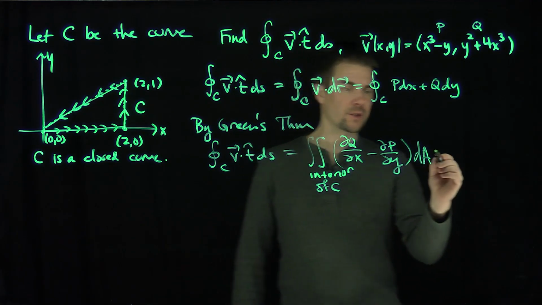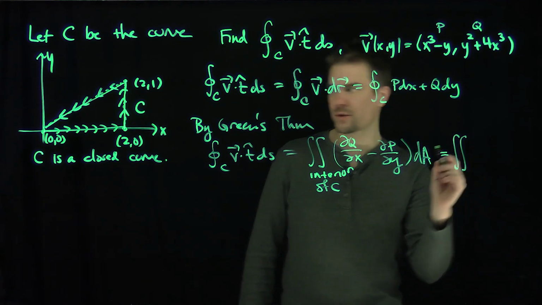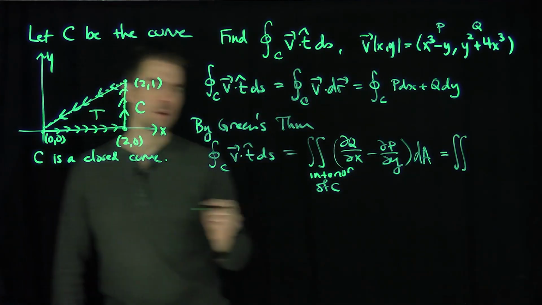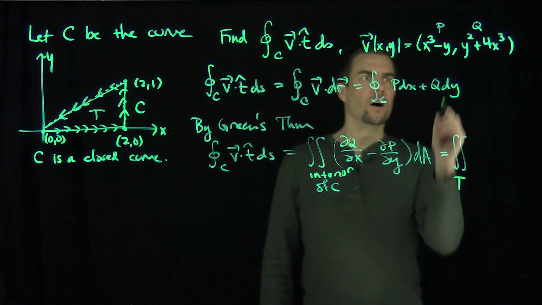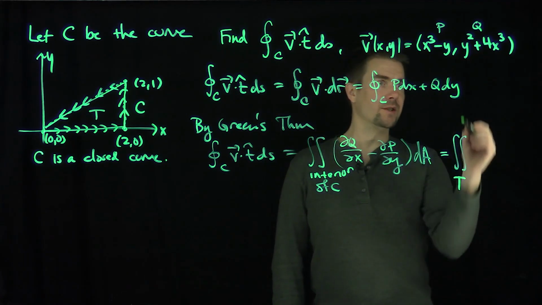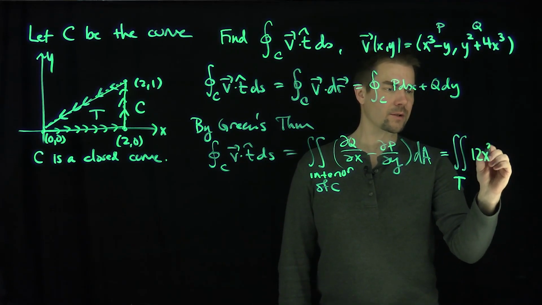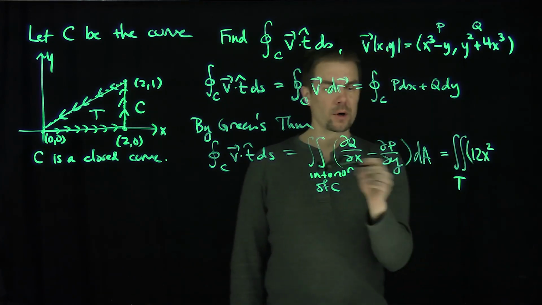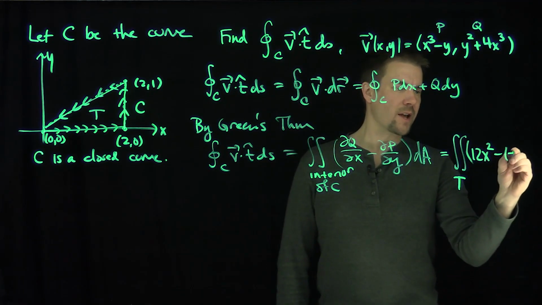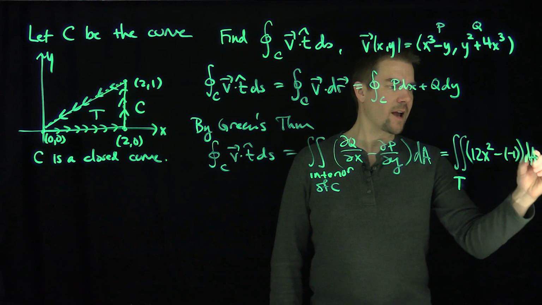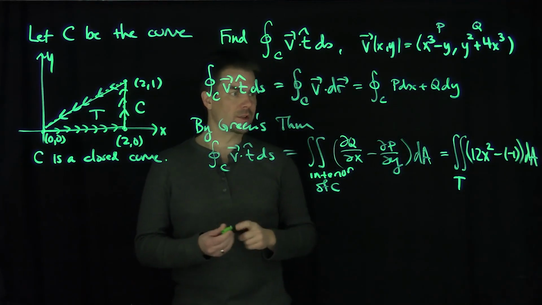This is going to be the double integral over this triangle. Let's call this triangle over here T for triangle. It's the double integral over this triangle of partial Q, partial x, which is going to be 12x squared, and then minus partial P, partial y. That's going to be a minus negative 1, dA. That's an area integral over here. So let's compute this area integral.